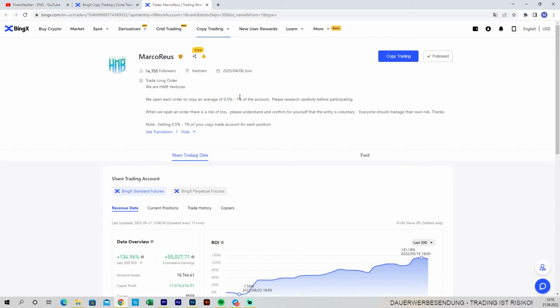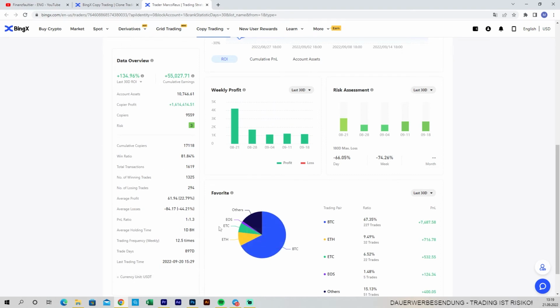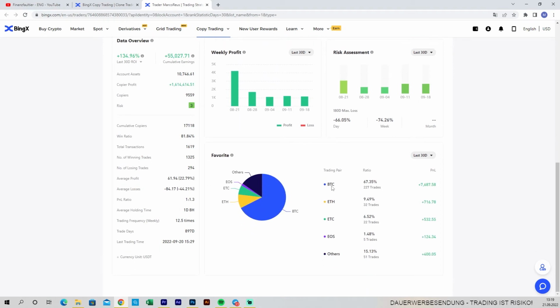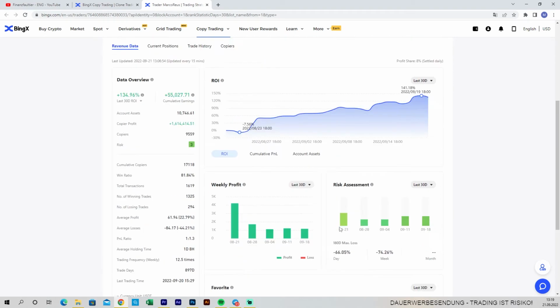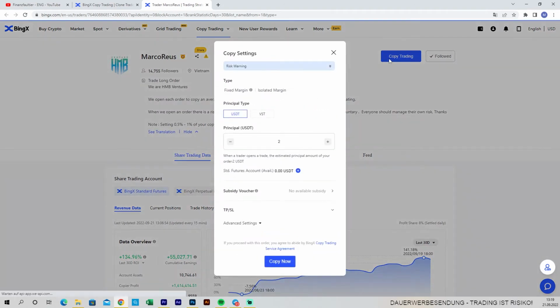So I use 0.2%, so $200, which means if you trade with 1,000, I would use like $2 to $5 per trade, you know. And if you want to copy him, you should check out all the stats, also which trading pairs he uses: Bitcoin, Ethereum, Ethereum Classic, and so on and so forth. But if you want to copy him, you go to copy trading.